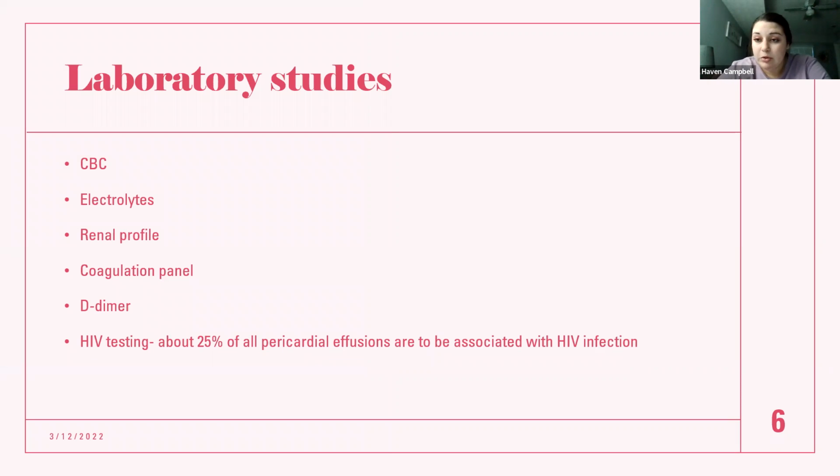So some laboratory studies, what will you also pull from your patient? Normally you'll get a CBC, electrolytes, a renal profile, a coagulation panel, a D-dimer, and HIV testing. I didn't know this, but about 25% of all pericardial effusions are associated with an HIV infection. So if a patient is experiencing cardiac tamponade, you might want to do an HIV test to see if they are possibly HIV positive.